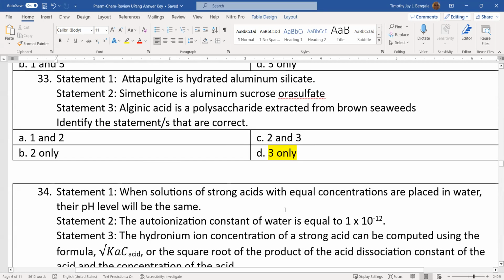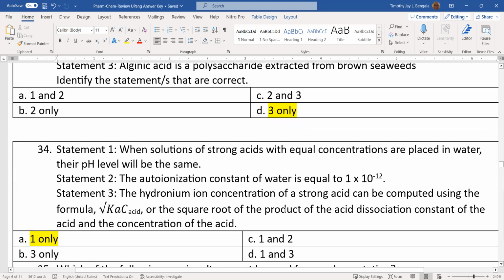Okay. Next, number 34. So, reviewin natin. When solutions of strong acid are placed in water, their pH level will be the same. So for statement number 1, this is correct. So pag naglagay ka ng mga strong acids like hydrochloric acid and nitric acid sa tubig, if they have the same concentration, they will have the same pH. So yun yung isang property ng mga strong acids. Kaya hindi mo talaga kailangang i-compute yung Ka. Basta alam mo na strong acid siya, mapa-hydrochloric man siya, nitric acid. So, pare-parehas yung concentration nila. Kasi lahat sila ay completely ionized.